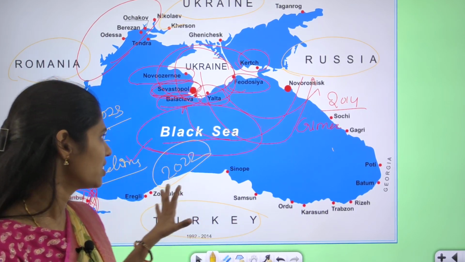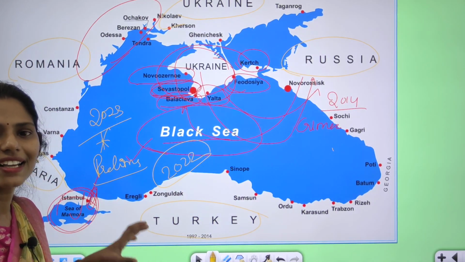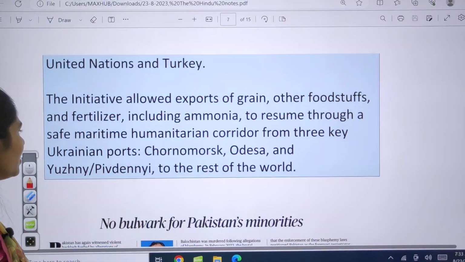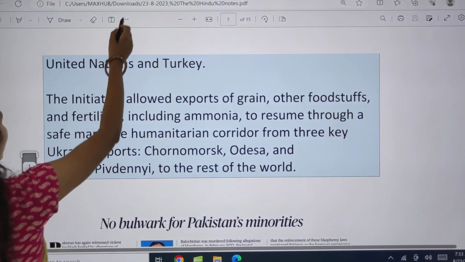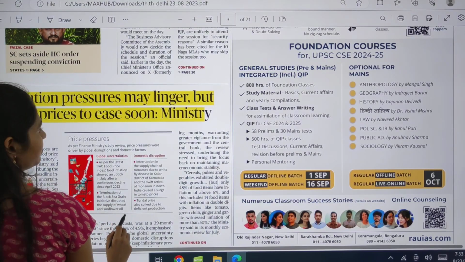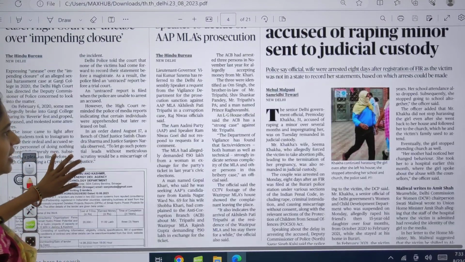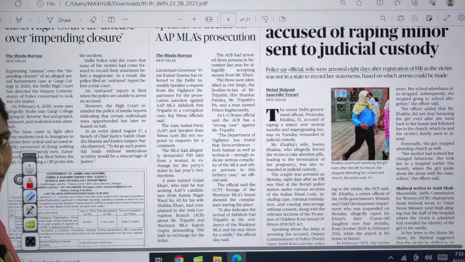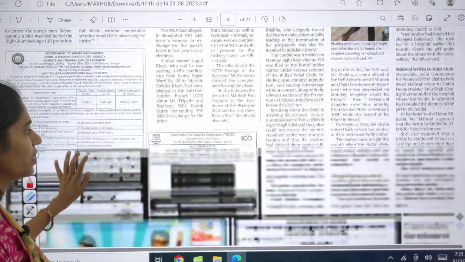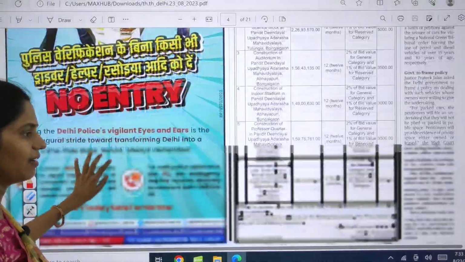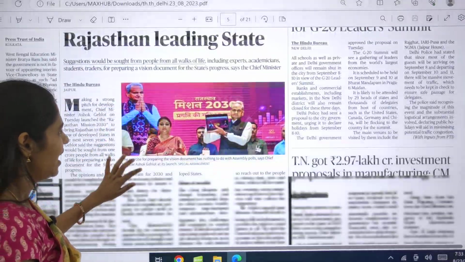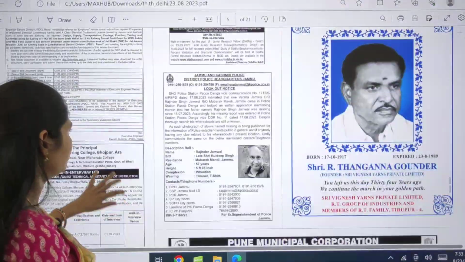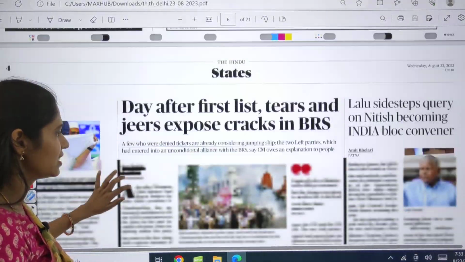Okay, so this is about this Black Sea map. And now let us move back and go to The Hindu newspaper, and you can leave the city page. In the city page you will not get many important articles. If there is any important article, I will let you know. And in the states page also there are not many important articles.